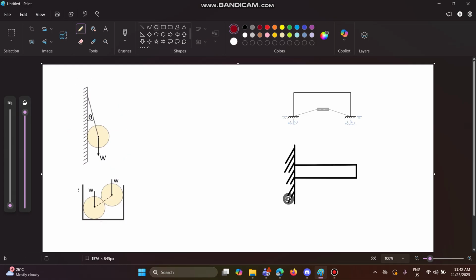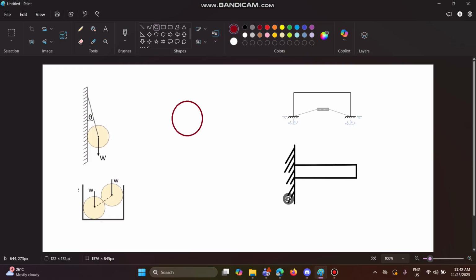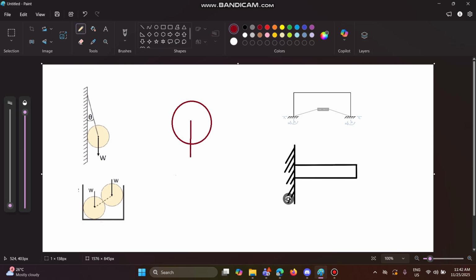Let's take the free body diagram. Okay, so you would have the weight force. And then you would have this tension force at an angle. And now this looks like it's fixed, but it's not fixed. It doesn't have these three reactions.